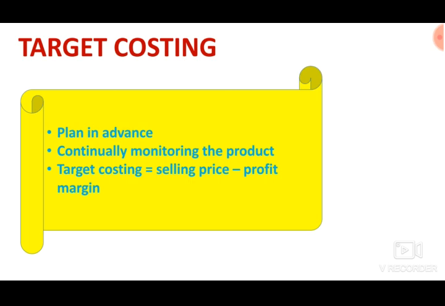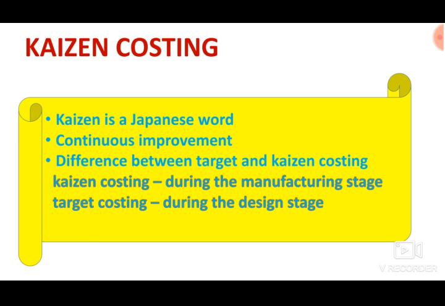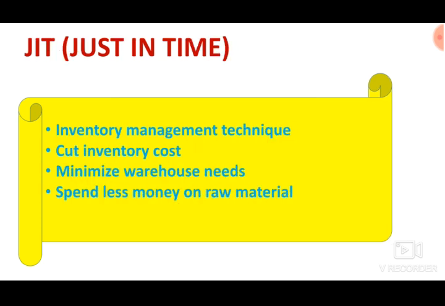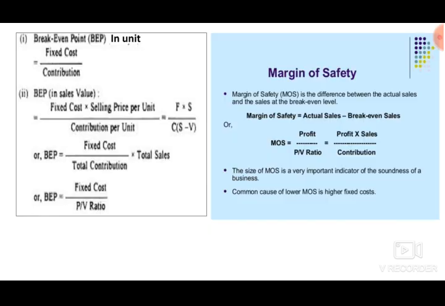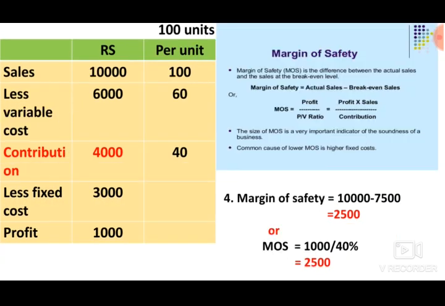And target costing is continually monitoring the product, where the company plans in advance. Target costing equation: selling price minus profit margin. Then KAIZEN costing is continuous improvement during the manufacturing stage of a product. And JIT, just in time, reduces inventory cost by minimizing warehouse needs, and also they spend less money on raw material. And break-even analysis, an important term, there is no profit or no loss. Then different equations with the example. So prepare well. Thank you.